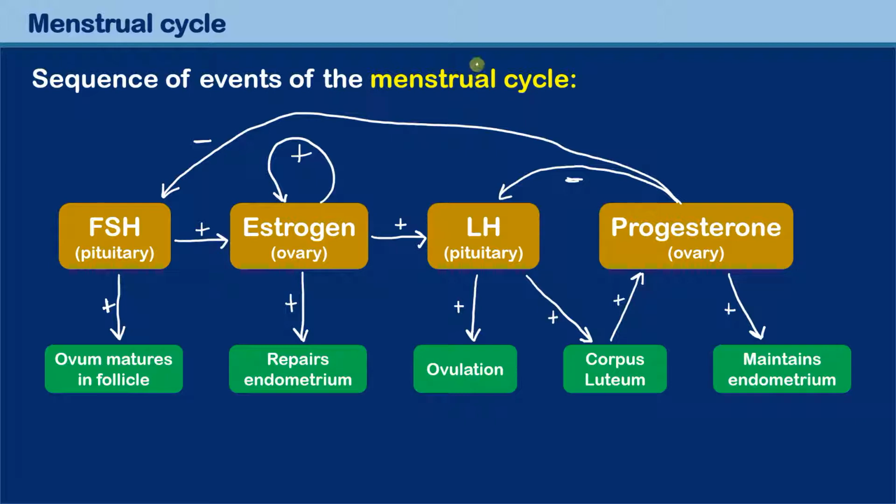So this is basically an overview of the events of the menstrual cycle. And what you see basically is that you have the pituitary gland and the ovary basically messaging each other, sending a signal down, then it sends again a signal up to the pituitary, and so on. So that is basically the sequence of steps during the menstrual cycle.